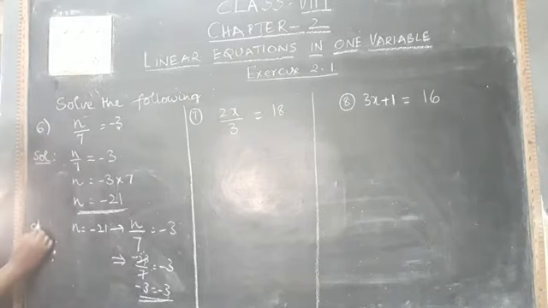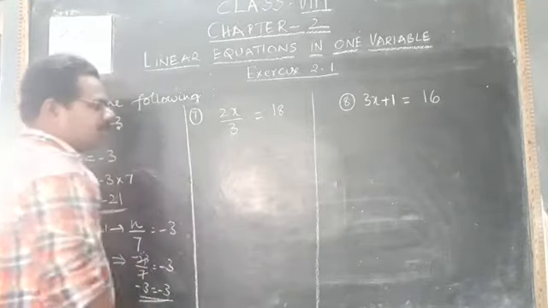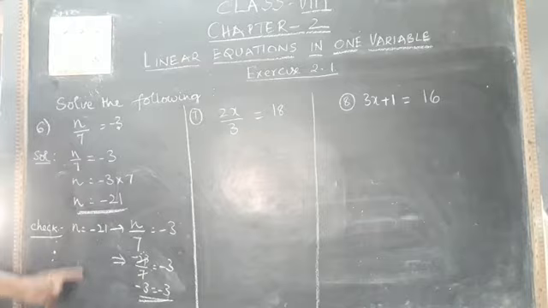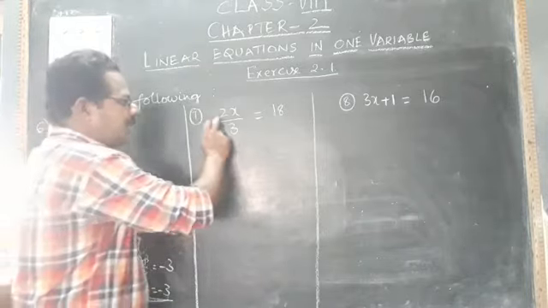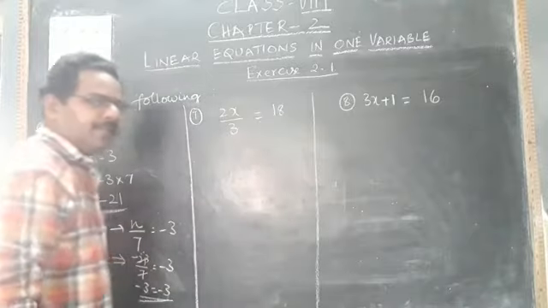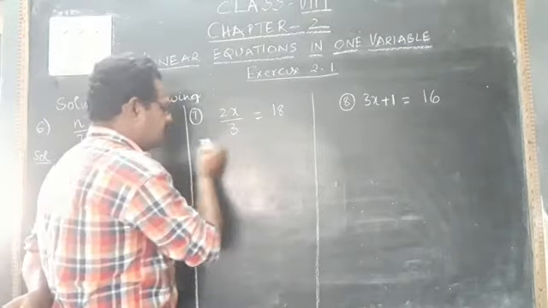For this we have to put the subheading check. For all the sums we have to check. Understand? Coming to seventh sum. Understood all of you this sum? Now we shall go for the next, seventh sum. 2x by 3 is equal to 18. That is, 2 into x divided by 3 is equal to 18.